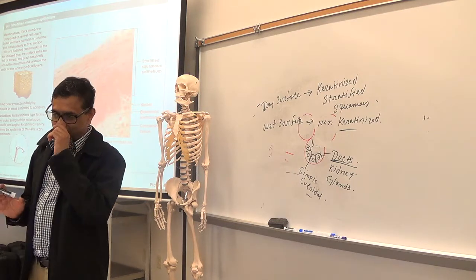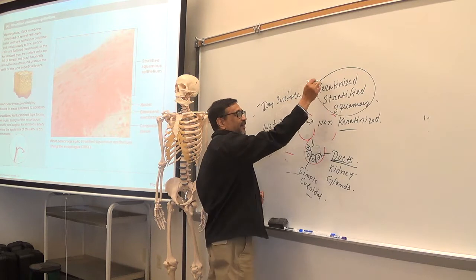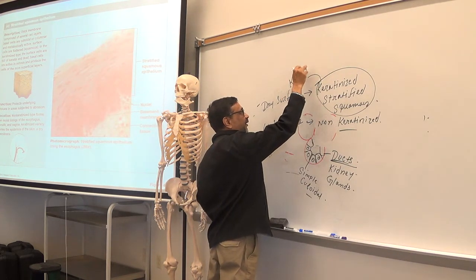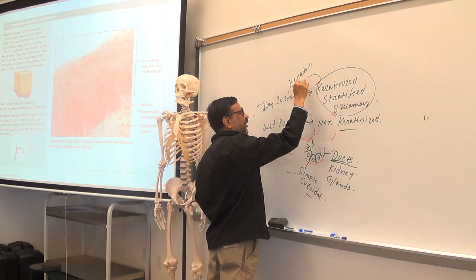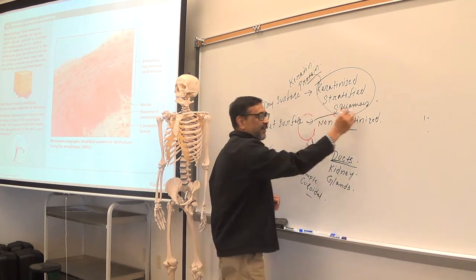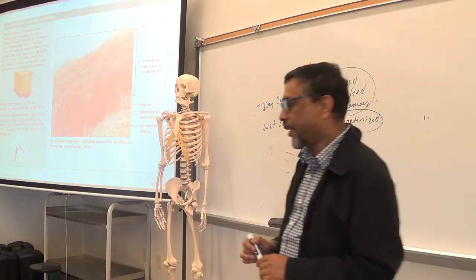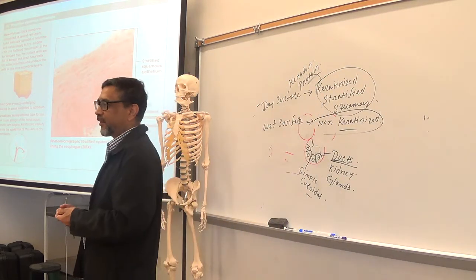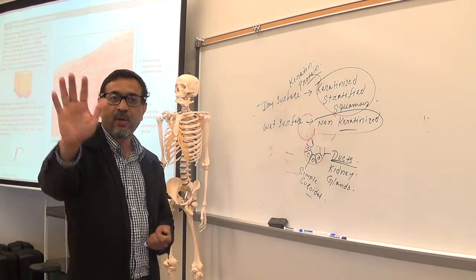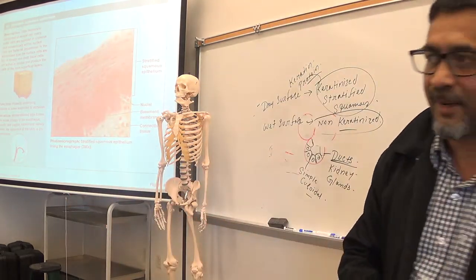So, which one has keratin? This one. Keratin is a special protein. Keratin is a protein that is present in keratinized. In non-keratinized, that special protein is absent. Okay? So that's why one is keratinized, where you have keratin. Another is non-keratinized, where you don't have that protein. Make sense? No keratin.